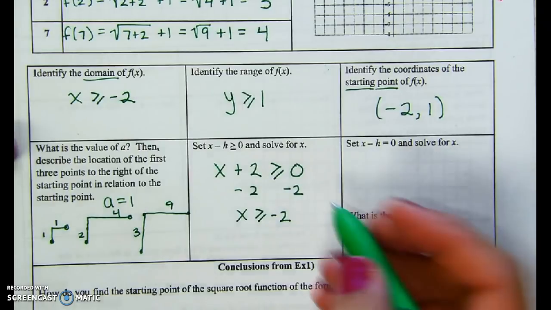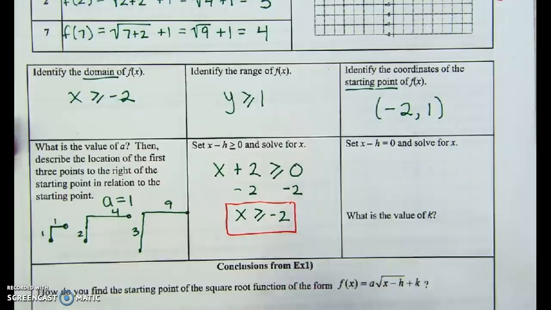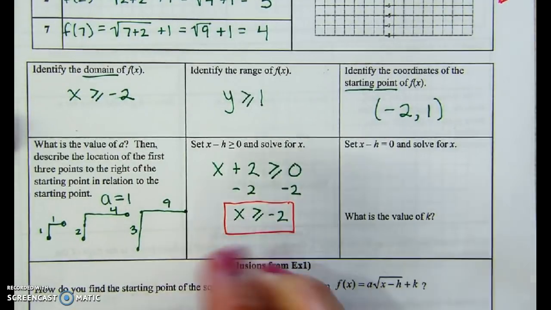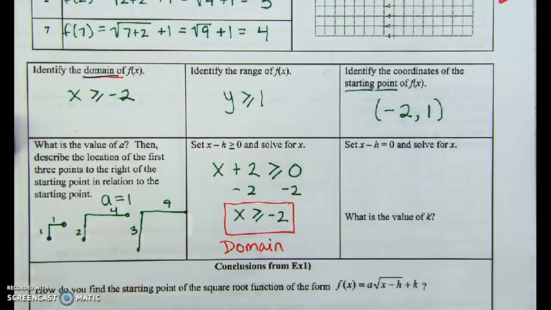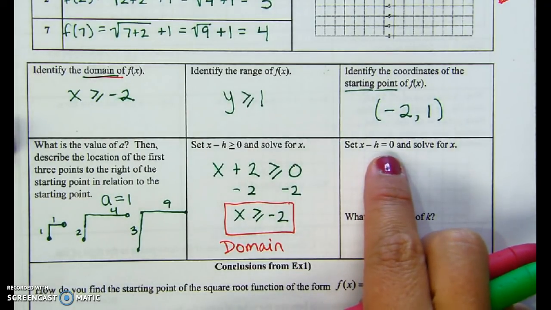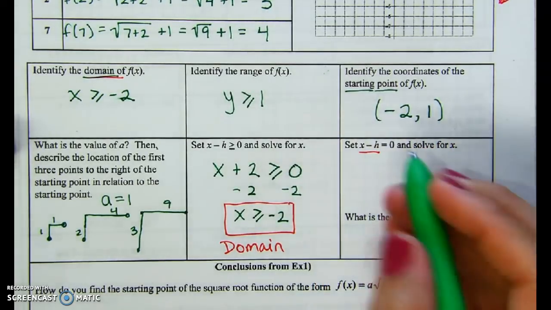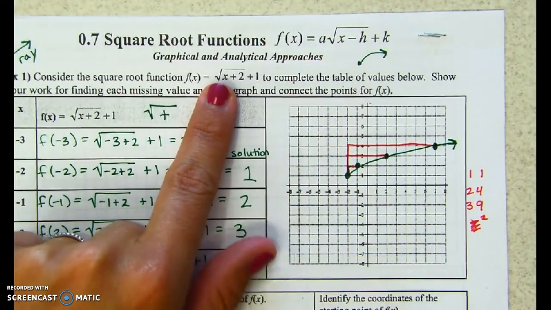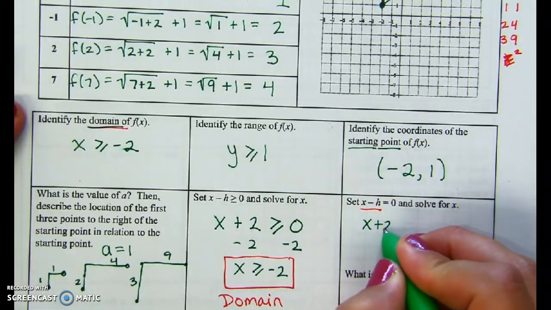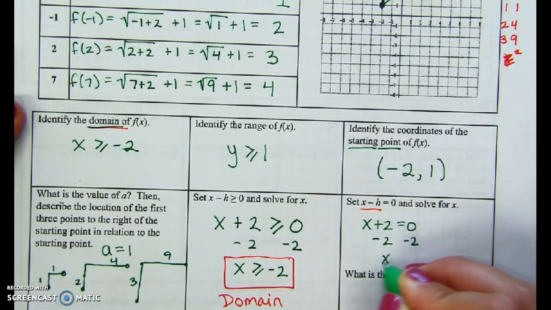Let's see. What does this match in the row above us? This is what? The domain. Do you see that? Domain. Now it says set h minus 0 equal, sorry, you can read. When I read, I get it wrong. X minus h is the inside, and the inside is x plus 2. X plus 2 equals 0, and then what? Solve for x.